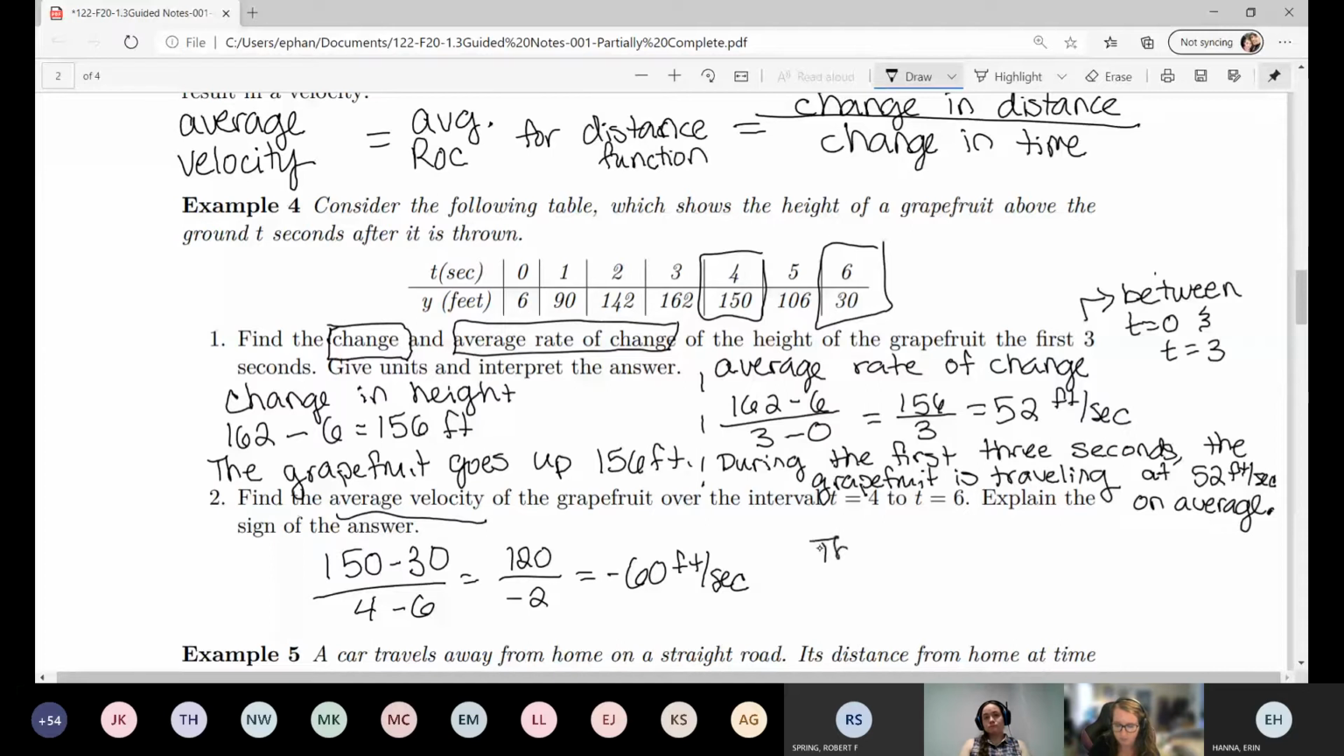So the negative means it's traveling downwards, and I'm spelling wrong again.